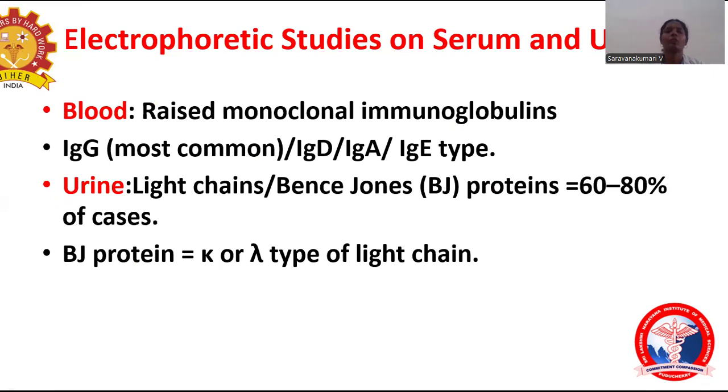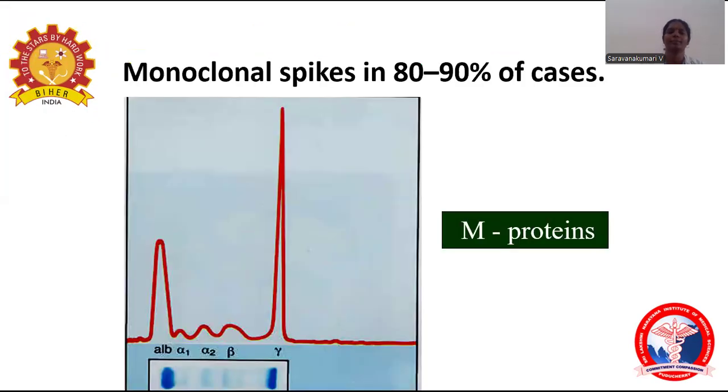Coming to the electrophoretic studies, in the blood there will be a rise in monoclonal immunoglobulins, with IgG most commonly seen, followed by IgA and IgE types. The urine will show light chains or Bence Jones proteins. 60 to 80% of cases of multiple myeloma can have Bence Jones protein. It can be either kappa or lambda type light chains.